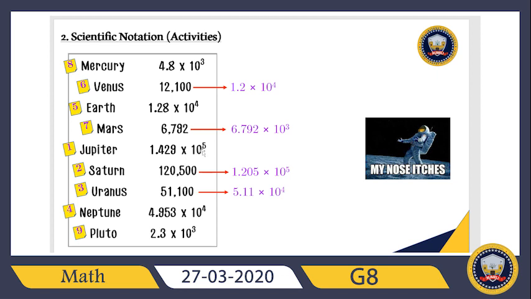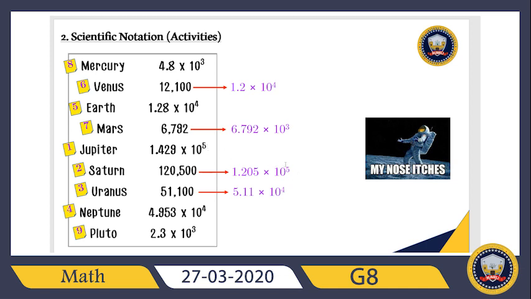Okay, so I have here 10 to the power of 5 and 10 to the power of 5 here. They have the same power. I will go to the number and compare the numbers. Forget about 10 to the power. So 1.4 and 1.2. Which one is bigger? Of course, it's 1.4. So Jupiter has the biggest diameter. So Jupiter is the first one. Now Saturn will be the second. Now I'm done with power of 5.